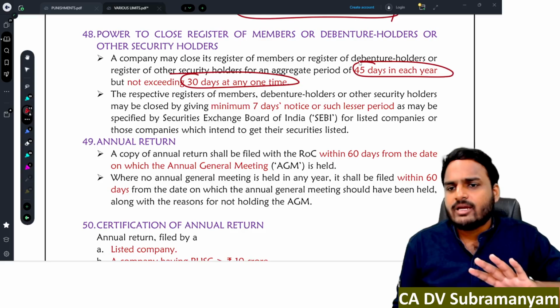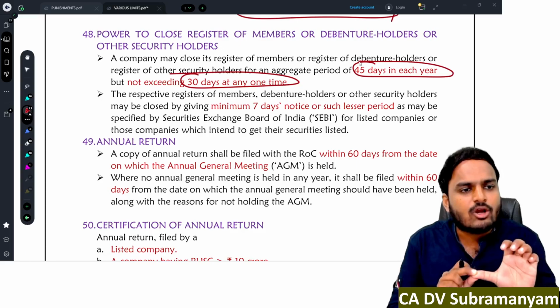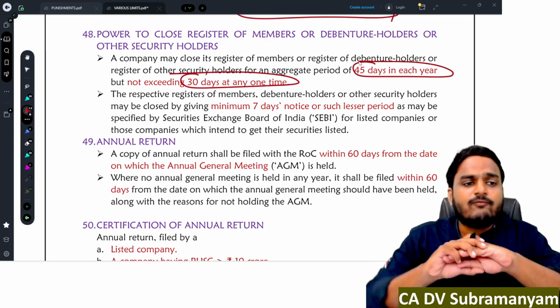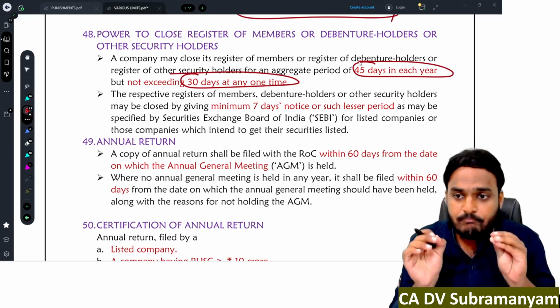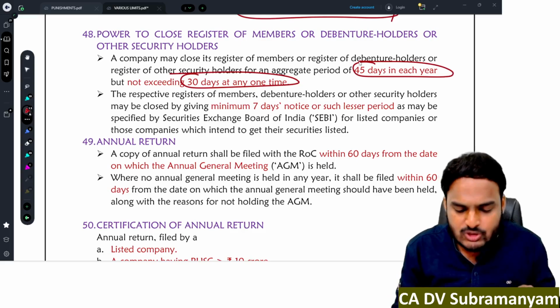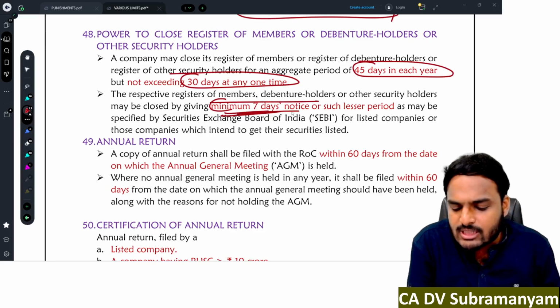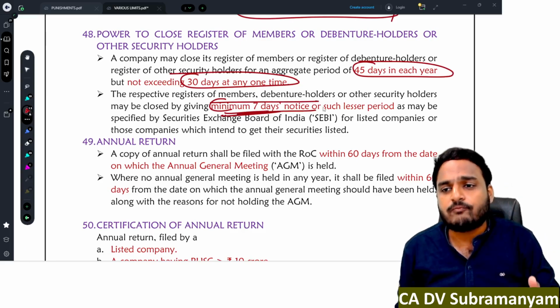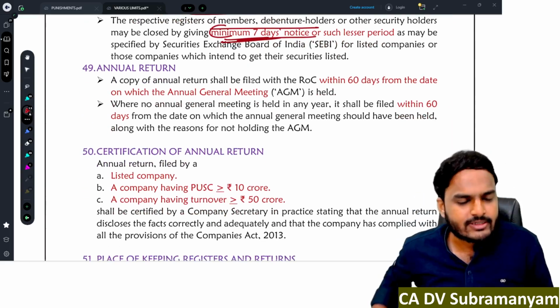Suppose a company is closing registers 5 times in a year. Each time it shall not exceed 30 days, and all 5 times put together shall not exceed 45 days. Before closing registers, the company has to give notice to its members, and that notice shall be given at least 7 days before closure of registers. Next one, annual return.